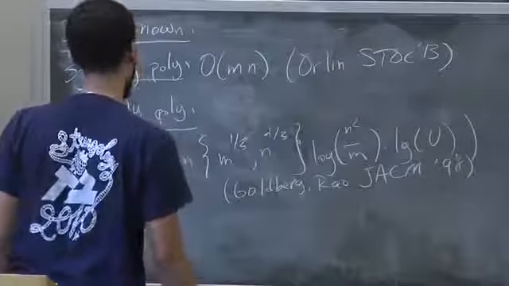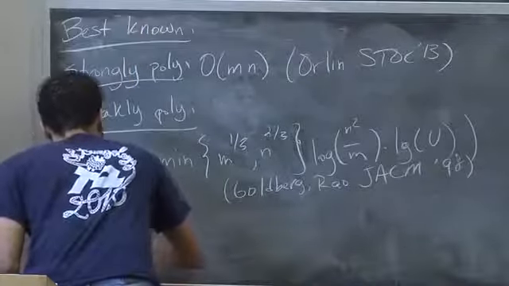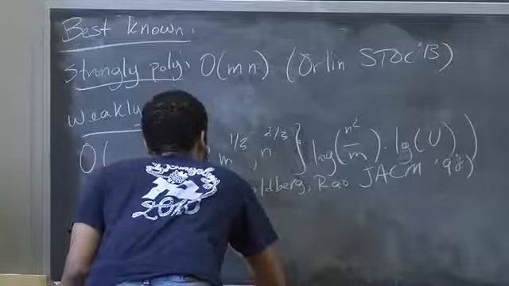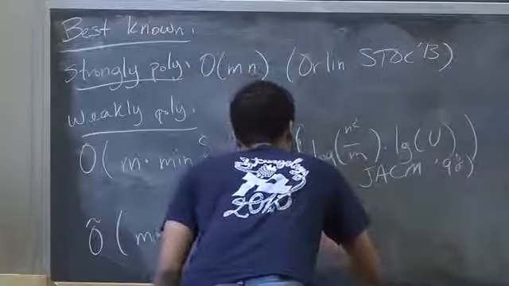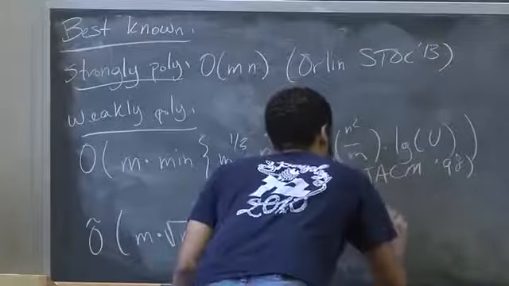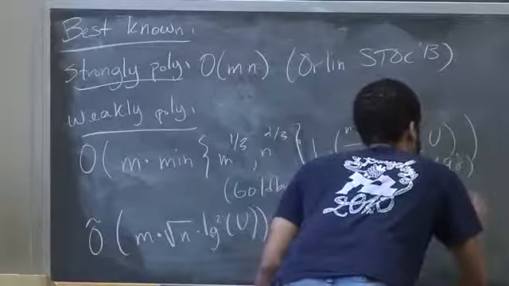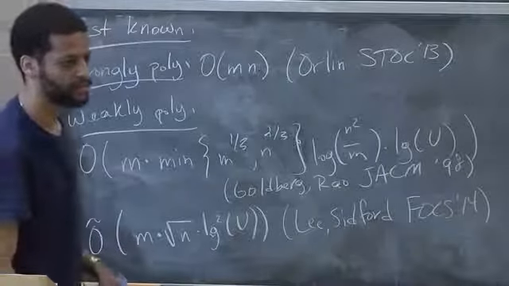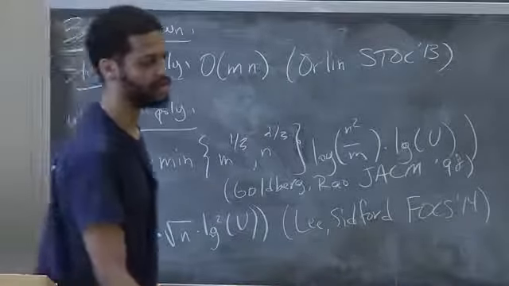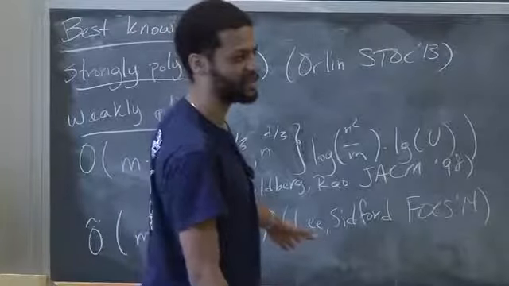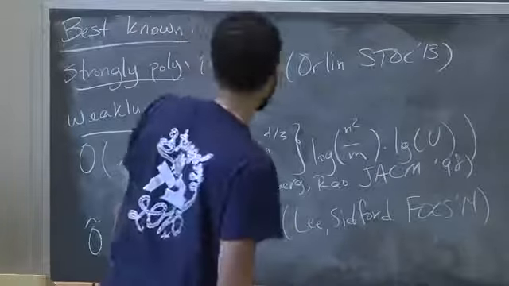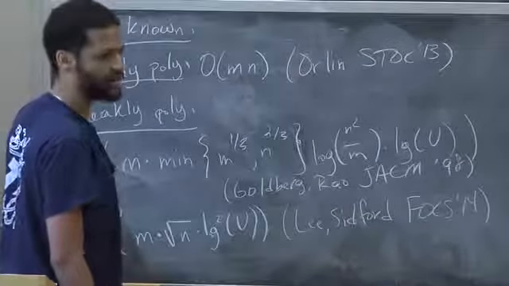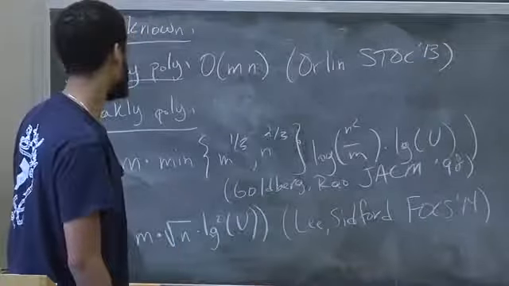And more recently, we have an algorithm that takes time O tilde of m times square root of n times log squared U. And this is Lee and Sidford, just like a month ago, or less than a month ago. It's via the faster interior point method. And this tilde is hiding some log factors, like some log m's, for example.